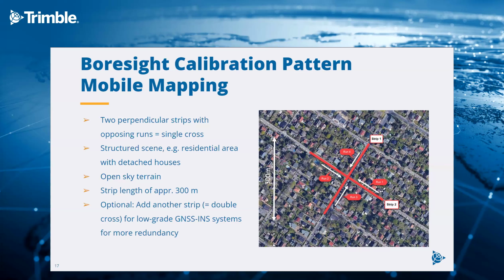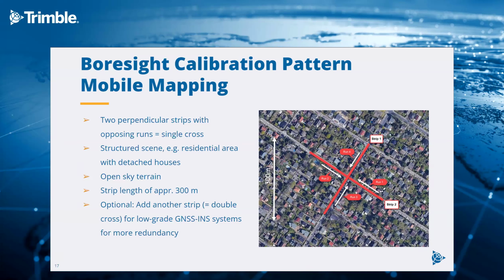And those strips are perpendicular, so at an angle of 90 degrees, for instance, which you will get from the standard environment. What we also suggest is some structured scenes on the ground, like you can see here, a residential area with detached houses. Those houses are not very high, so we're not suspecting bad visibility to the satellites. Open sky terrain makes sense here, which means you shouldn't be going into a downtown area where you have tall buildings and skyscrapers and that kind of stuff.